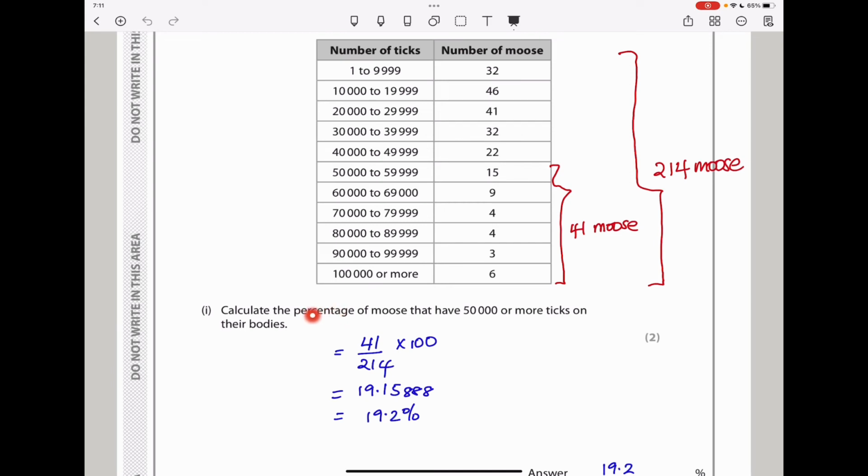But remember, we're calculating a percentage. So it has to be, add everything up here, you get 41. So it's going to be 41 divided by the total. All these, when you add them up, you get 214.